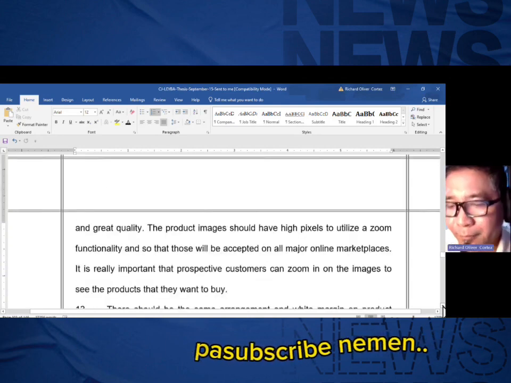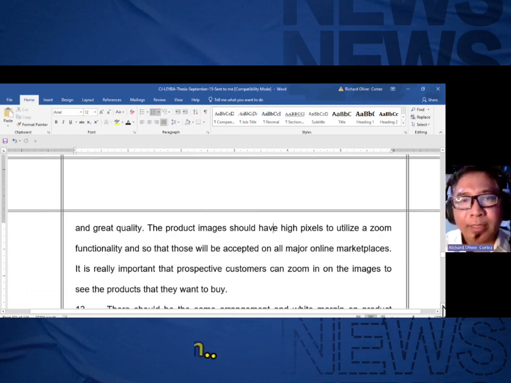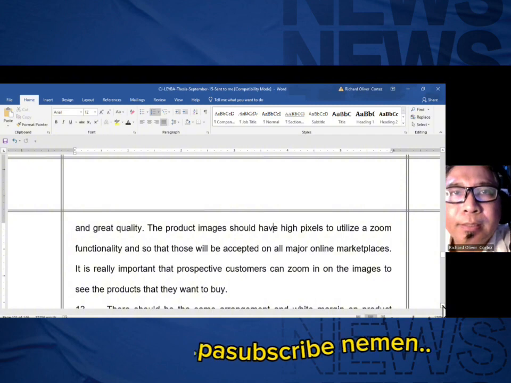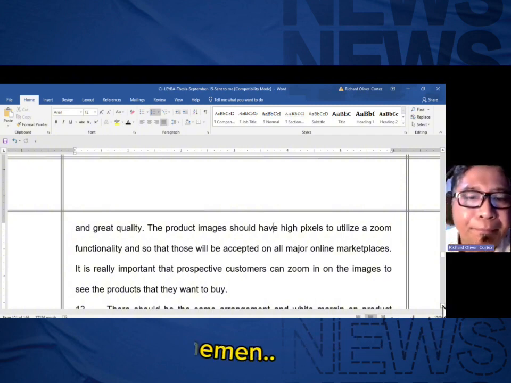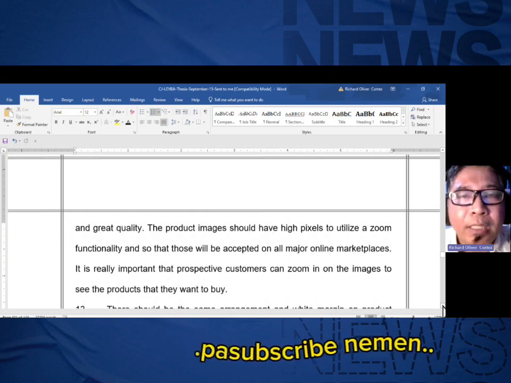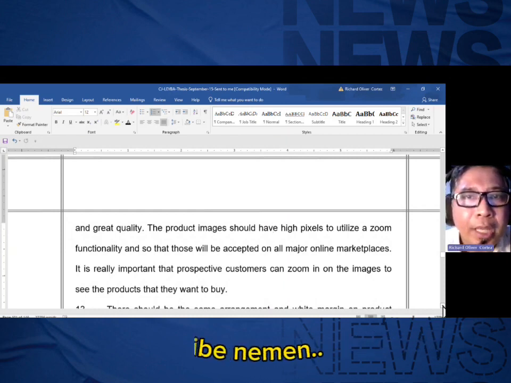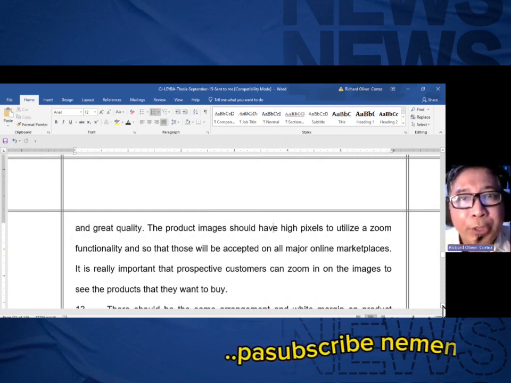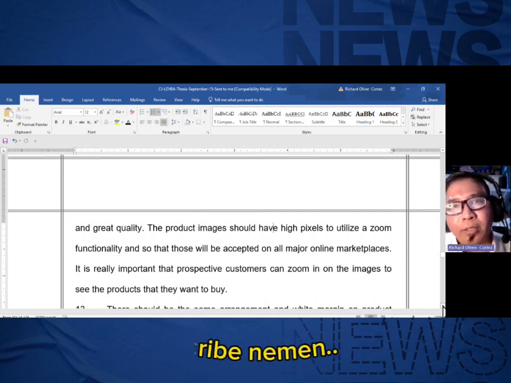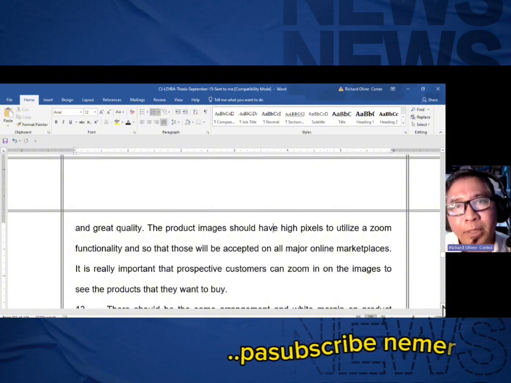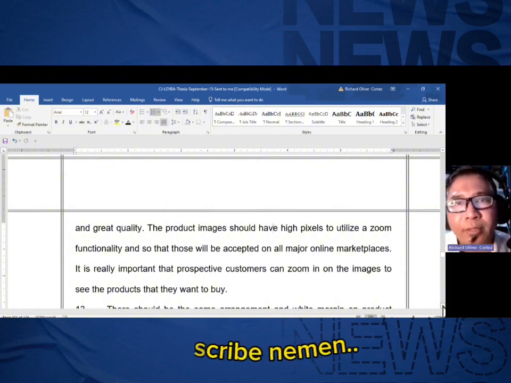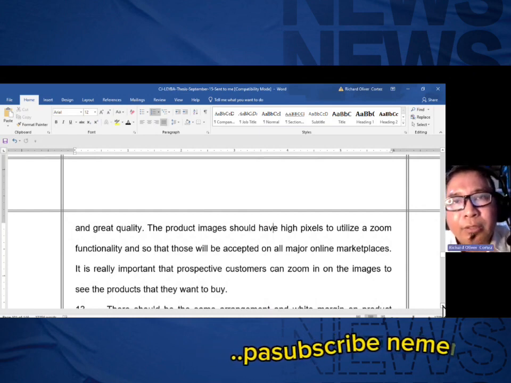Okay, so sa ating next discussion naman, we're going to present naman yung chapter 5, the findings, interpretation, conclusion, and recommendation. But for the meantime, ito muna yung ating i-present now, the chapter 4 of your paper, of your manuscript. And hoping that you have learned something from this discussion.